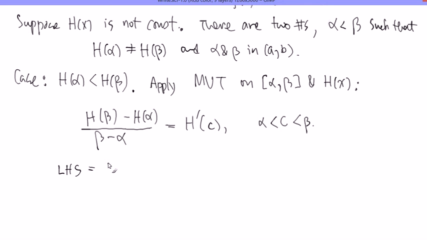The left-hand side is h of beta minus h of alpha. It's a positive number, right? So a positive number divided by beta minus alpha, which is not 0, is a positive number. So together it must be a positive number, which must be the right-hand side, h prime of c, right? Okay, so that's the conclusion from the mean value theorem from that hypothesis, right?